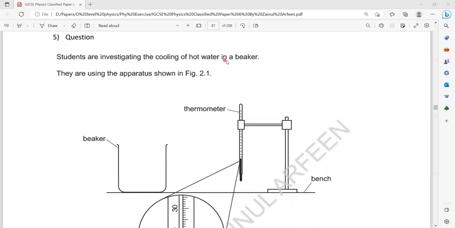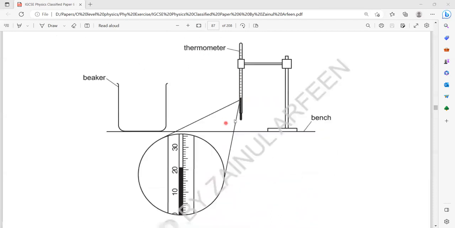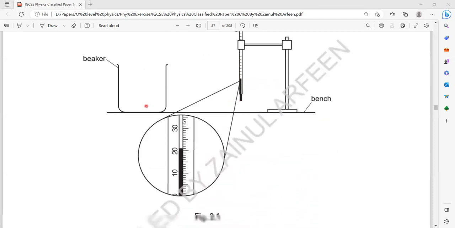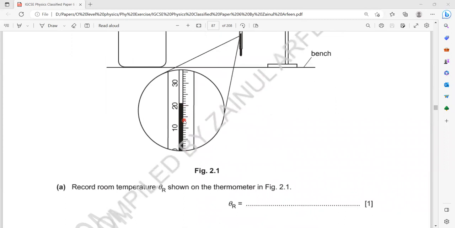Students are investigating the cooling of hot water in a beaker. They are using the apparatus shown in figure 2.1. A thermometer is clamped and a beaker is there. What is the initial temperature, room temperature? So room temperature is 21. So you can use screen annotation to. So 21.